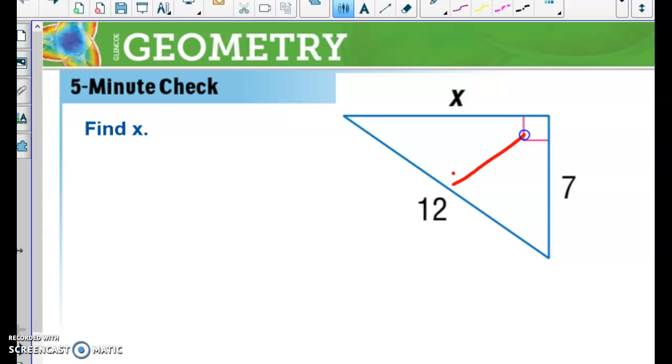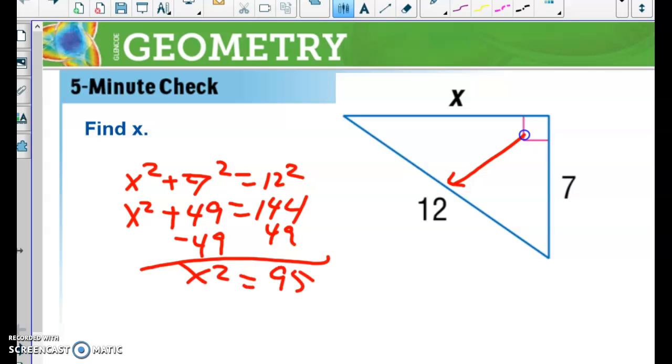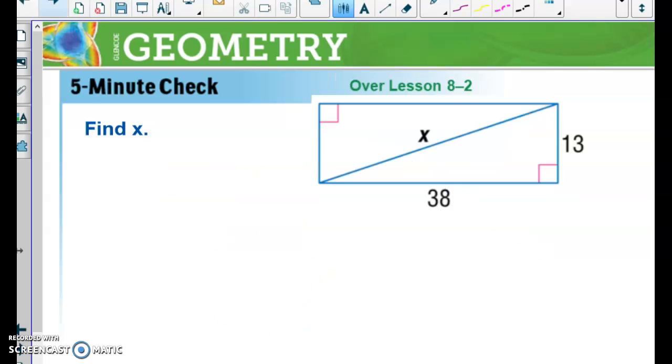We know that the hypotenuse is the side opposite the right angle, so I'm going to say x squared plus 7 squared equals 12 squared. Simplifying that down, I get x squared plus 49 equals 144. Subtracting 49 from both sides, I get that x squared is equal to 95, so x is the square root of 95. And we're going to leave that as the square root of 95, because I want the exact answer, not some decimal representation, 9.8 or whatever it is.